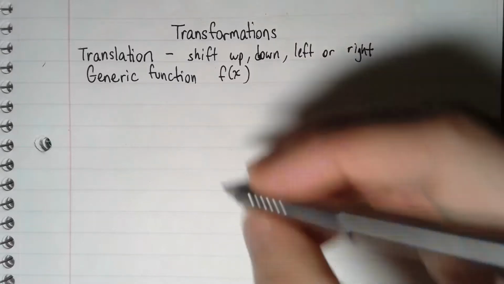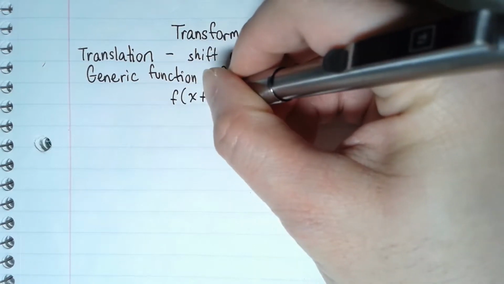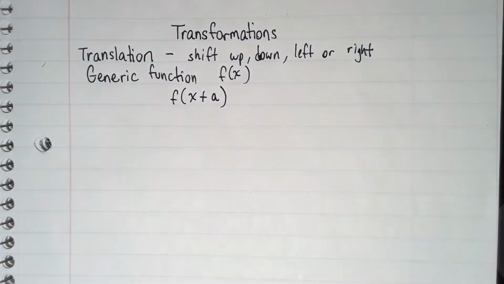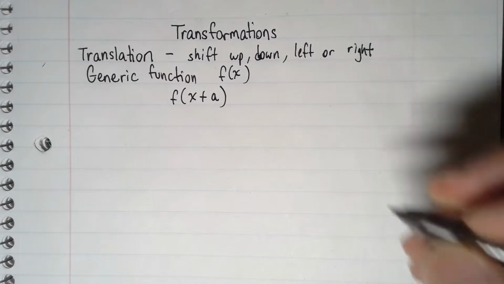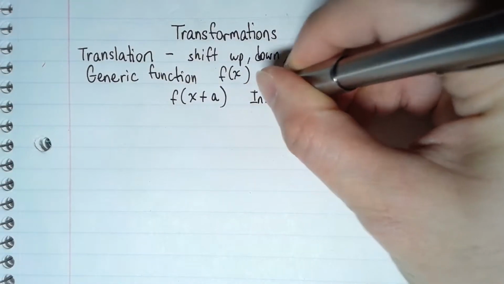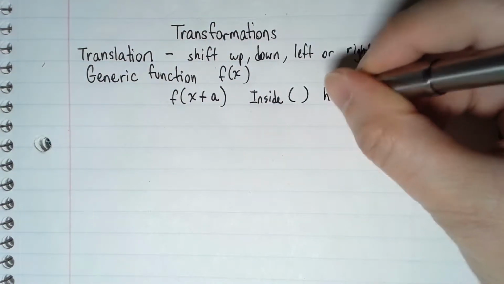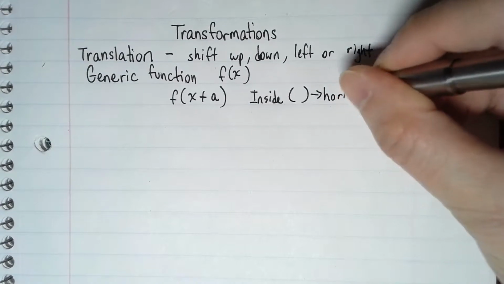For example, if you are adding to x, which is inside the parentheses, that's important. If you're inside the parentheses, it means you have a horizontal transformation. Inside parentheses, you have a horizontal change.